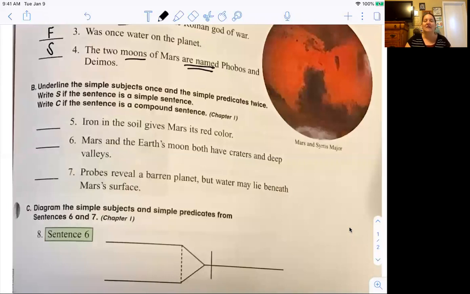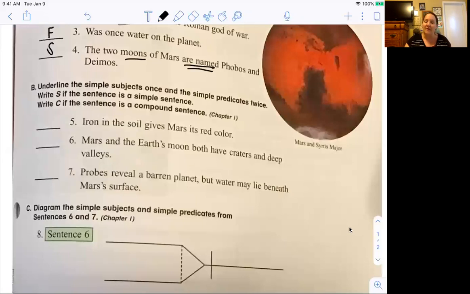Number 5, 6, and 7. Underline the simple subject once and the simple predicates twice. Write S if the sentence is a simple sentence or C if the sentence is compound. Remember, simple sentences, subject, predicate. Compound sentences are two simple sentences joined by a comma and a coordinating conjunction of and, but, or.